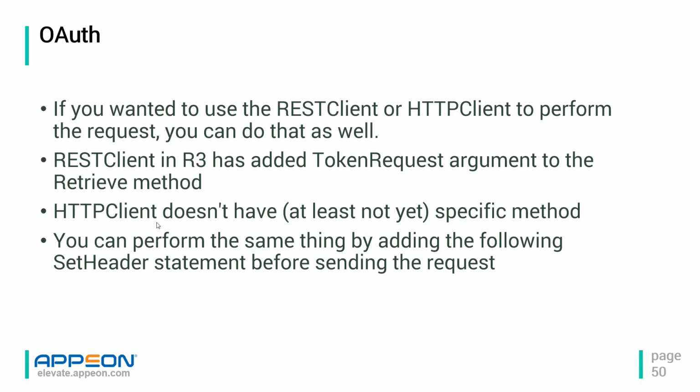HTTP client doesn't have a specific method for doing a token request and dealing with the access token, but it's fairly easy to go ahead and do it. What you can do is use the OAuth client to go ahead and get your token, and then once you have your token, all you have to do is take your HTTP client and do a set header, put in the bearer and a single space there, and add the access token, and it will pass the access token using the OAuth standard.